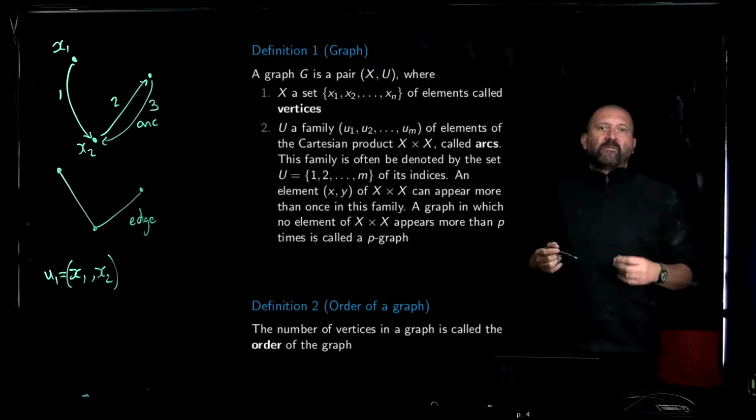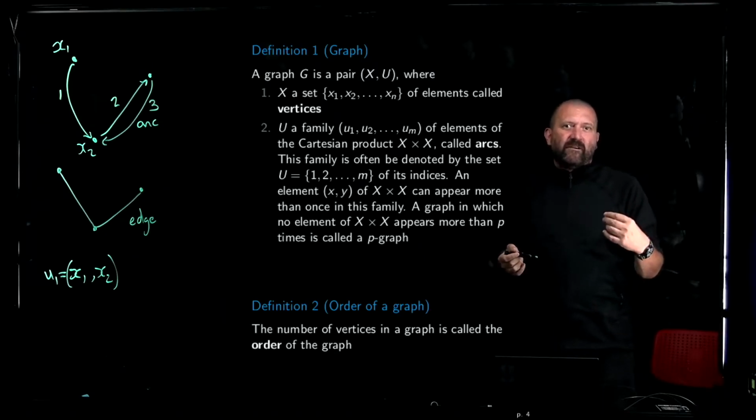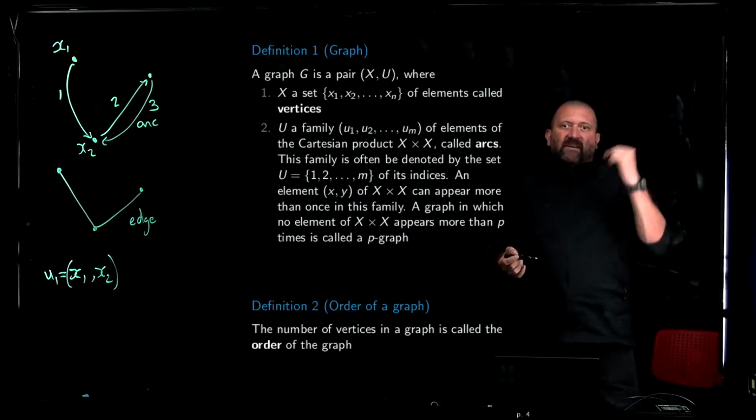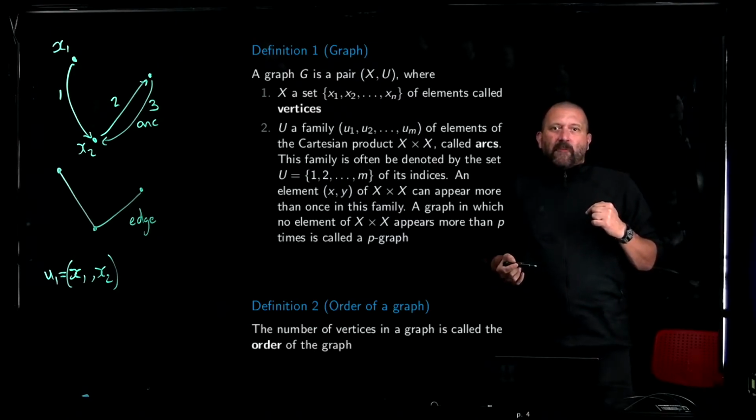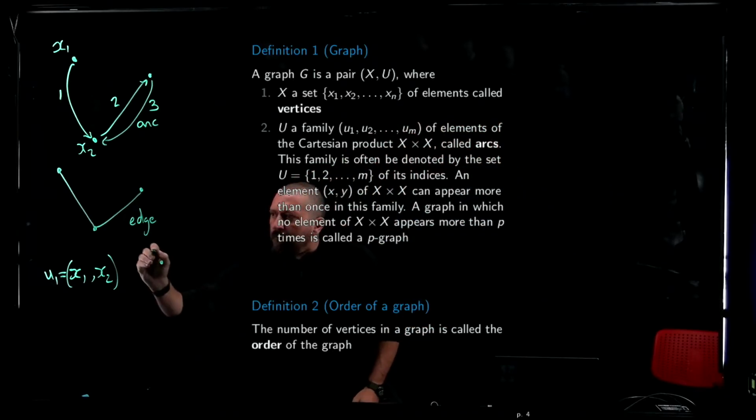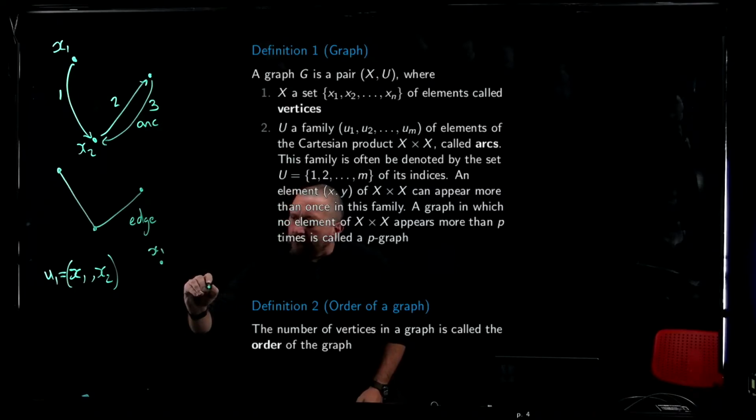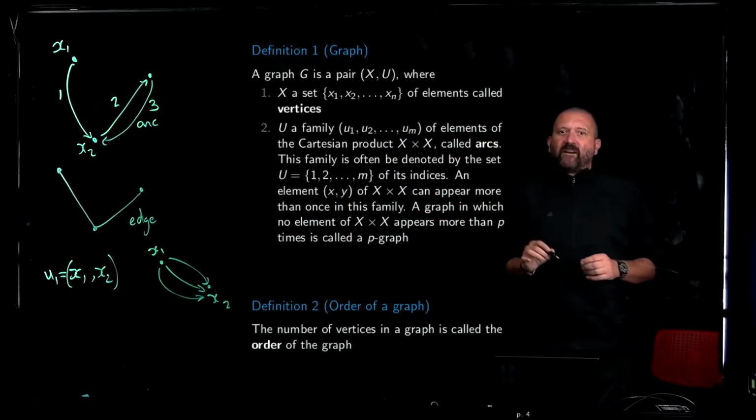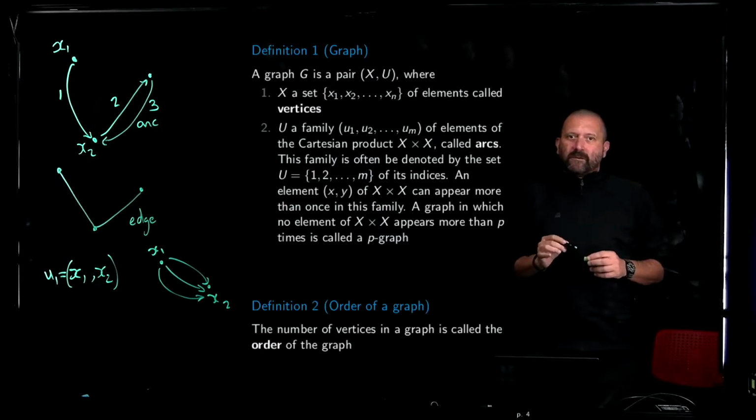The family is often denoted by the set of its indices. And we can have an element xy more than once. Okay, so I can have something of the form x1, x2, and let's say 3 arrows going from x1 to x2. Okay.